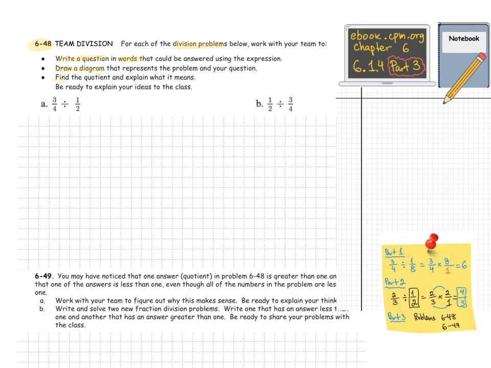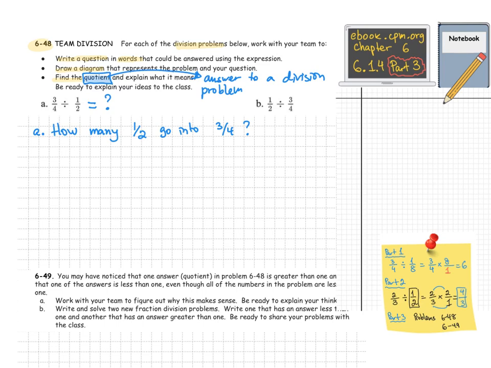And then when they say find the quotient, quotient means the answer to the division. Whatever we find here is called the quotient. So it's another way of saying find the answer to the division problem. And then lastly, they said be ready to explain your ideas to the class. Since this is a video, I will do example A completely, and you can try B on your own.